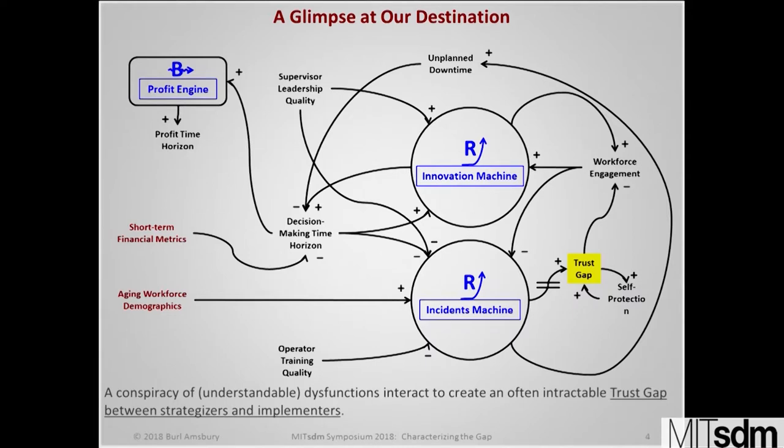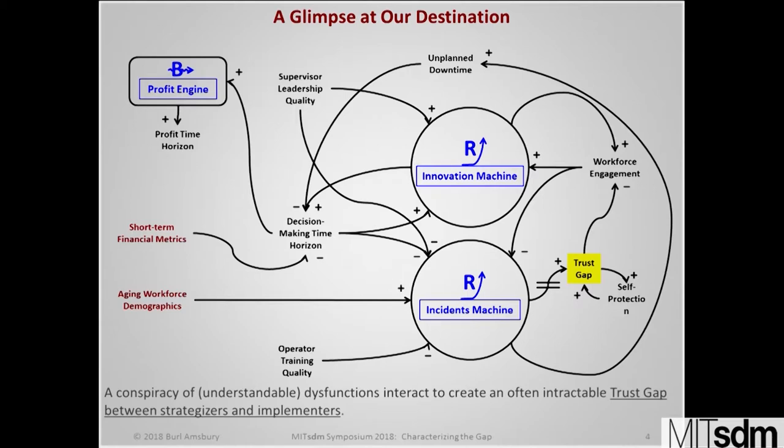So here's where we're going, a glimpse ahead. And this spaghetti and meatballs chart here is the causal loop diagram. We're going to build it quickly together. But what I want to point out is that trust gap down the lower right corner. That trust gap emerges from, as do all systemic dysfunctions, actions that everybody involved in that organization is taking, and they make sense. Every one of them makes sense.